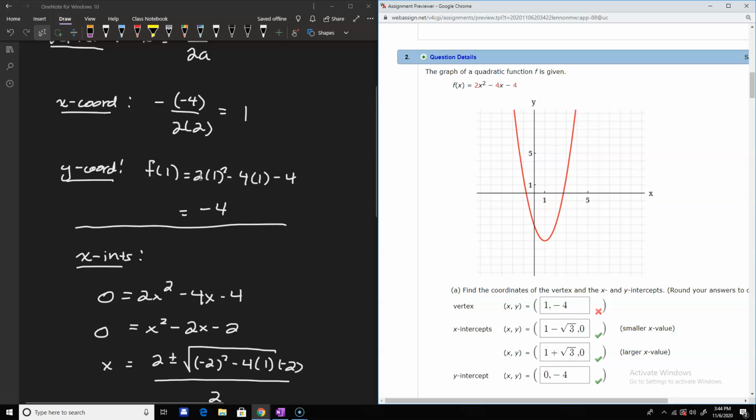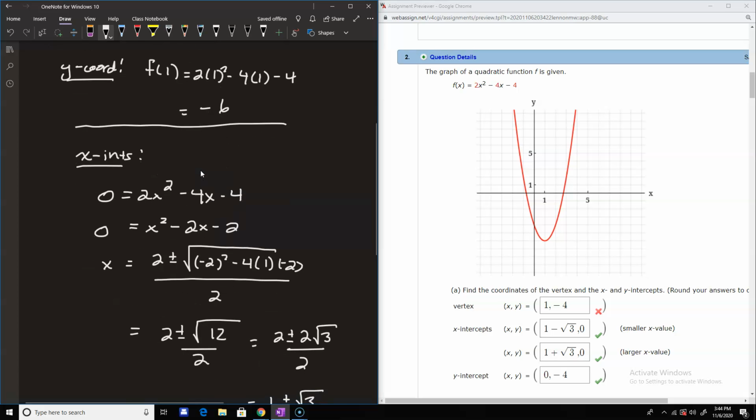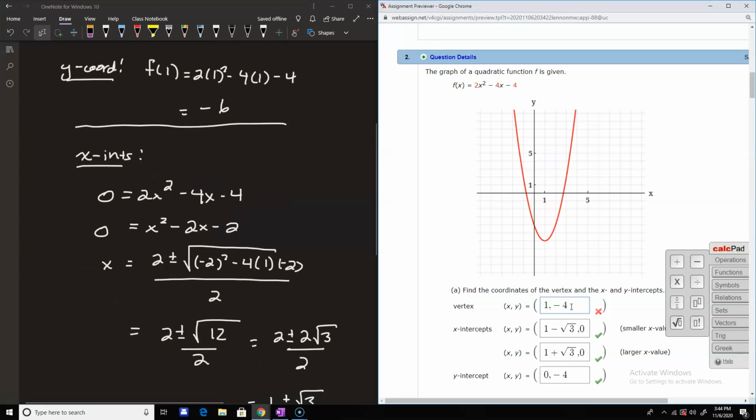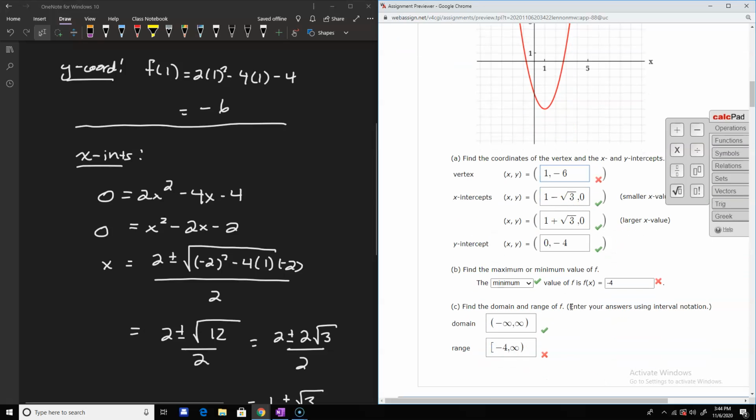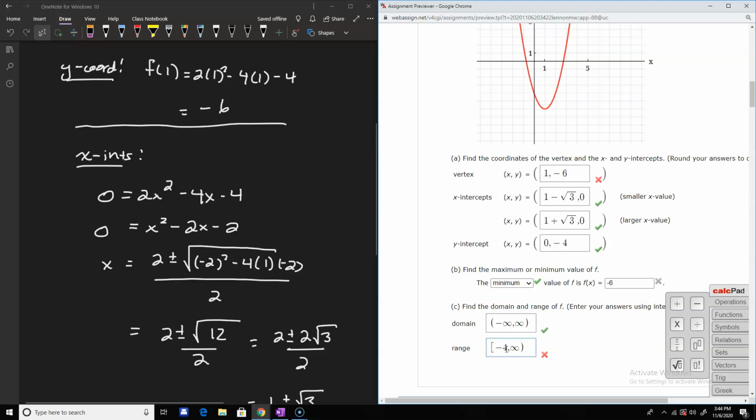Oh, so I did 2 squared, not 1 squared. So 2 minus 8 is -6. So this vertex value should be -6. So that's a mistake there. So the vertex value here should be -6, and that's also the minimum value. So the minimum value is -6, which will also change the range from -4 to -6.